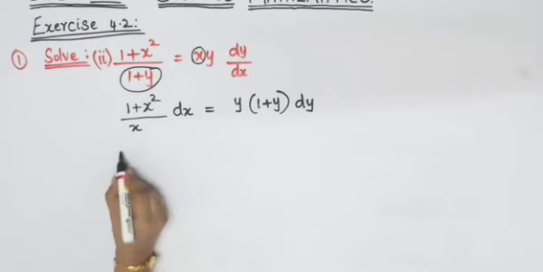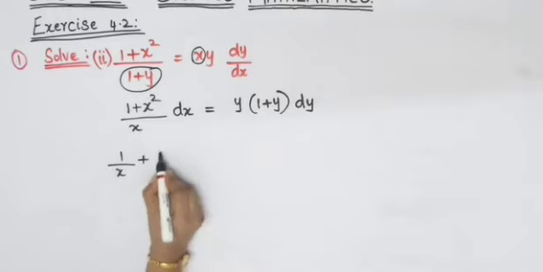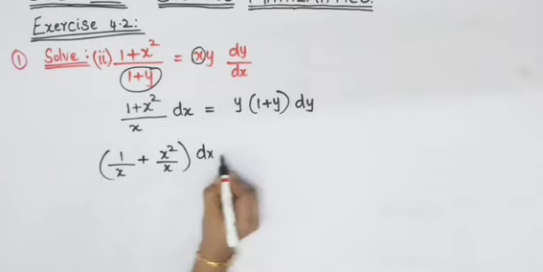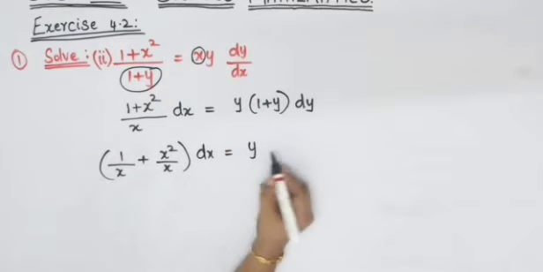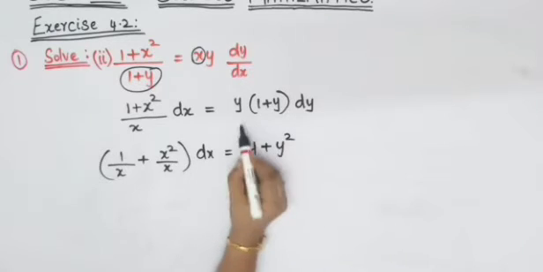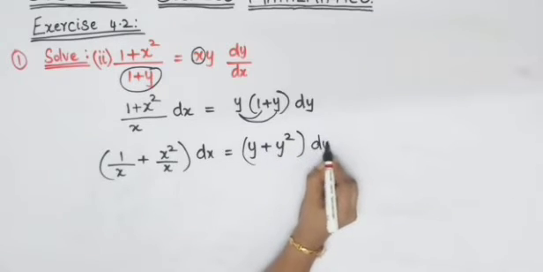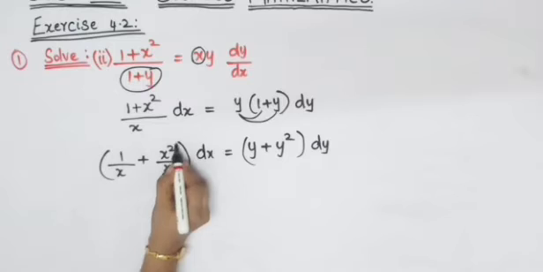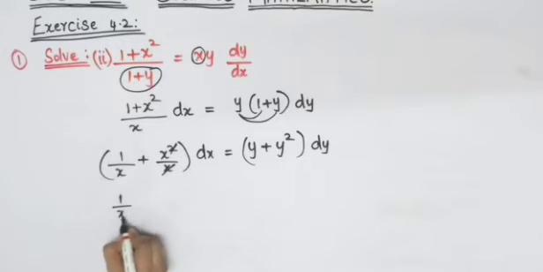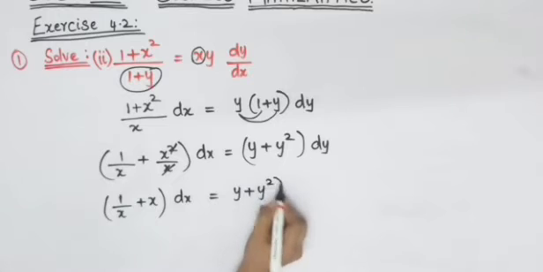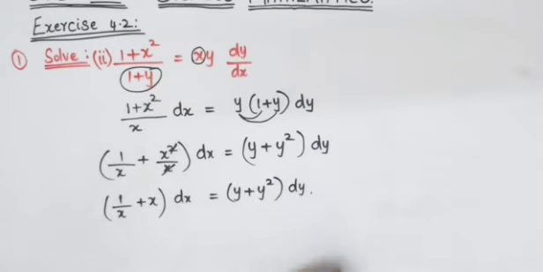Just separate these terms, children. That is 1 by x plus x square by x into dx is equal to y, you can multiply it inside, so y plus y square. y has to be multiplied for both the terms, into dy. Now the x and x will go. So what you will have is 1 by x plus x into dx is equal to y plus y square into dy. Now you can integrate it. Okay, so integrating on both sides.